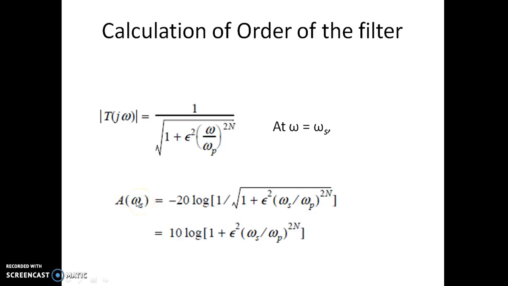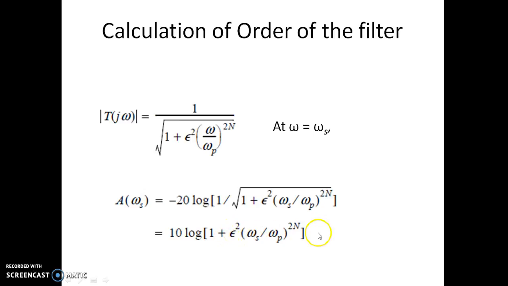the magnitude at the edge of the stop band can be written in dB as minus 20 log of 1 over this, which can again be written as 10 log of, by taking the square root outside and the denominator onto the numerator, this will become plus here, 10 log of 1 plus epsilon square into omega s by omega p to the power of 2n.